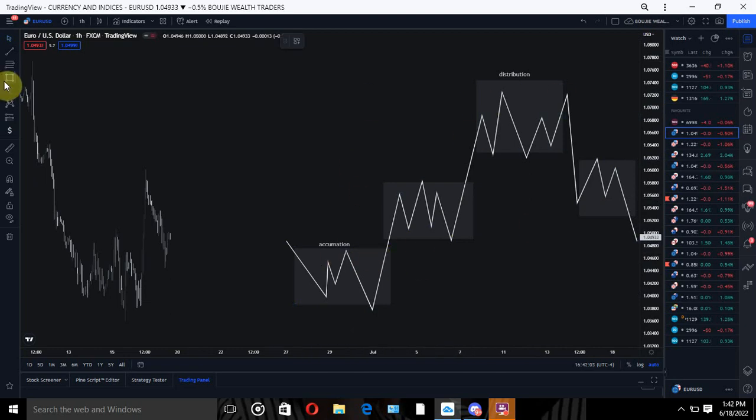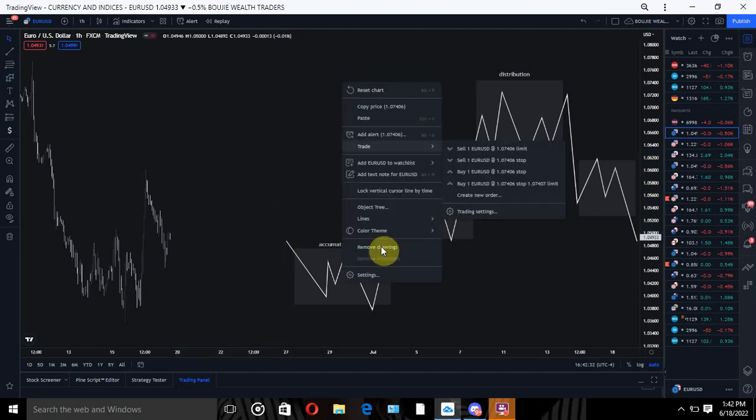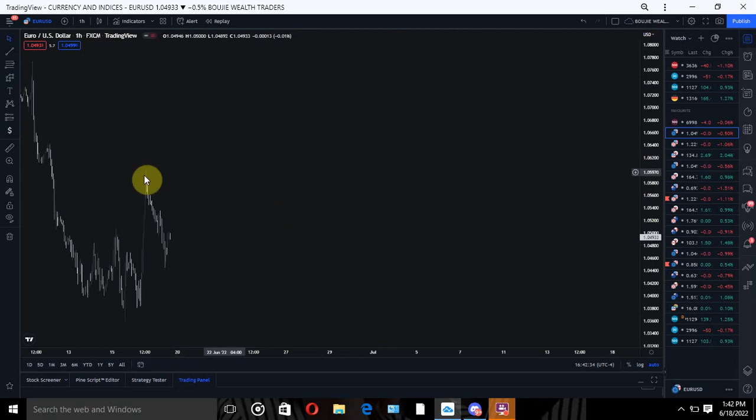So according to the Wyckoff methodology, during the accumulation phase we have phases. We have something like this. Okay, let me delete these phases here. What happened is that in the accumulation phase we have something like this.